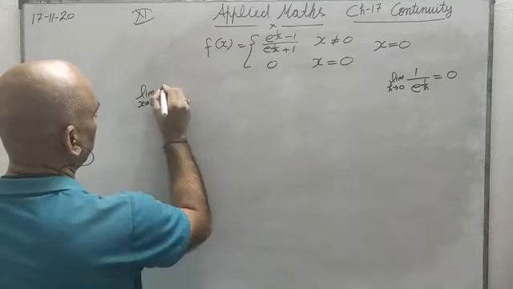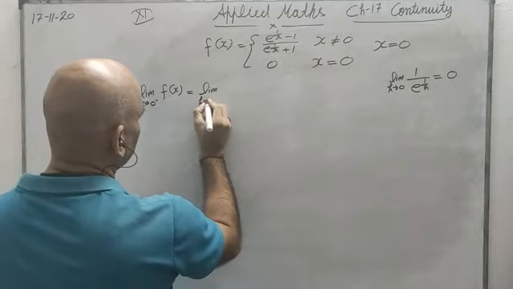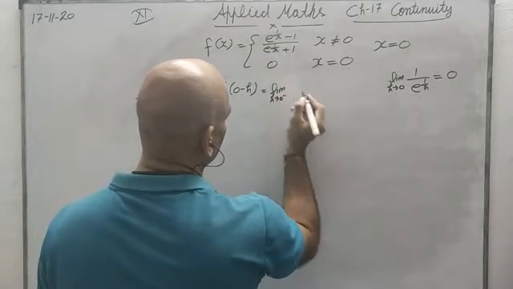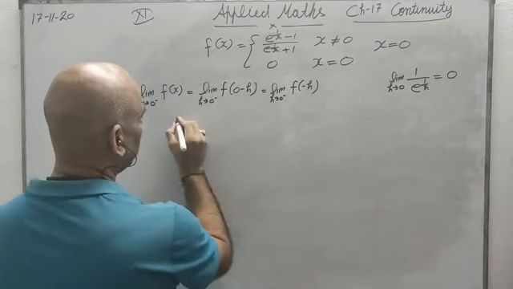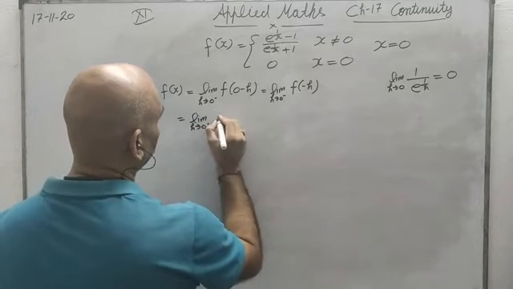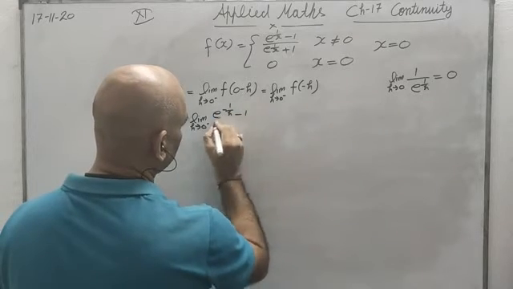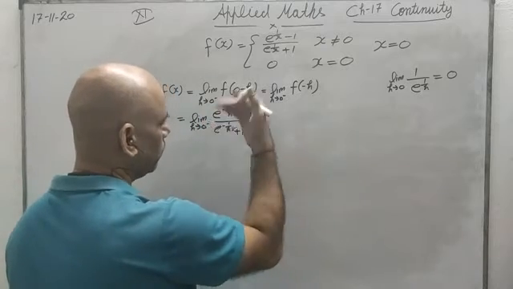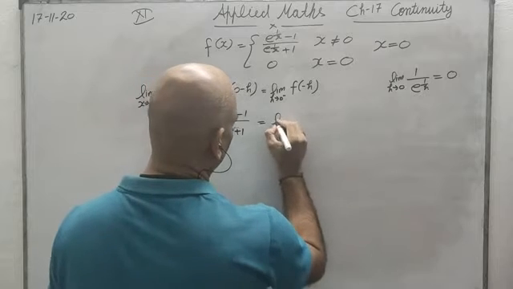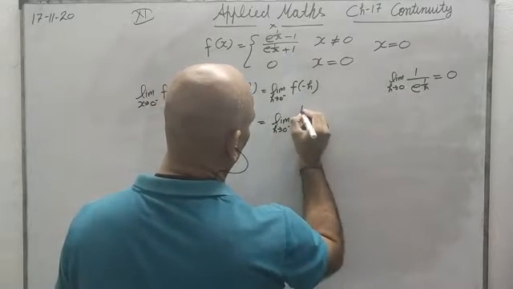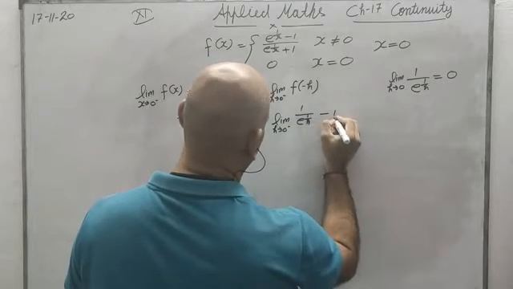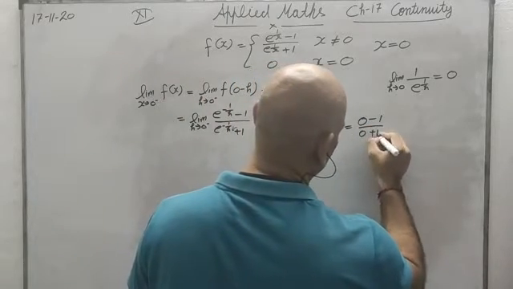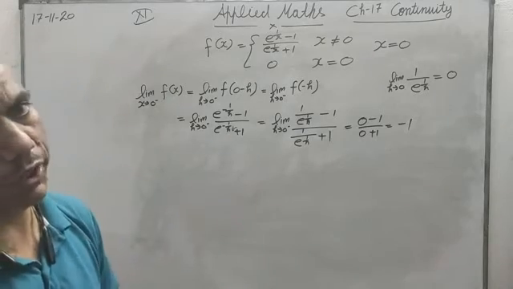Limit x tends to 0 negative of the function f(x), then limit h tends to 0 negative f(0 minus h). 0 minus h is nothing but minus h only. So when I do f(minus h), it will become limit h tends to 0 negative e to the power minus 1 upon h minus 1, over e to the power minus 1 upon h plus 1. Since this power is negative, if it goes in the denominator, it will be positive. So I will write limit h tends to 0 negative 1 upon e to the power 1 upon h minus 1, over 1 upon e to the power 1 upon h plus 1. Now if I substitute h tends to 0, I get 0 minus 1 over 0 plus 1, and hence the answer is minus 1. So the value of the left hand limit is minus 1.